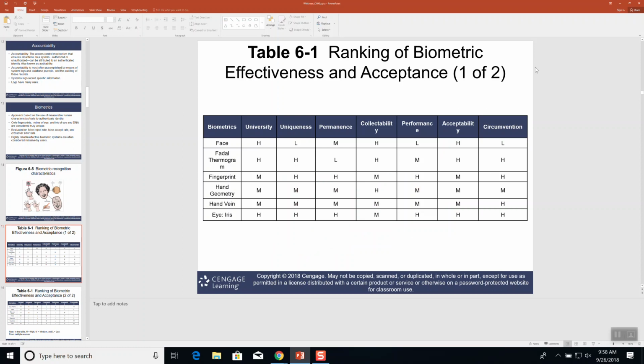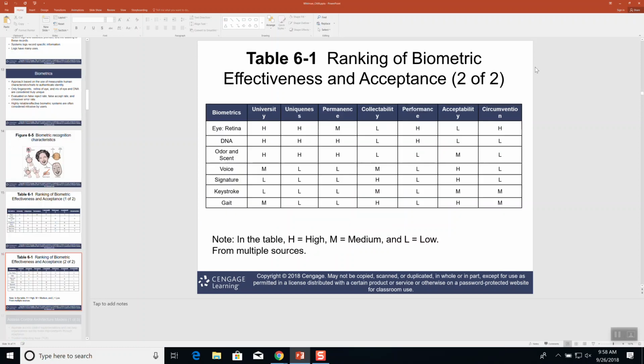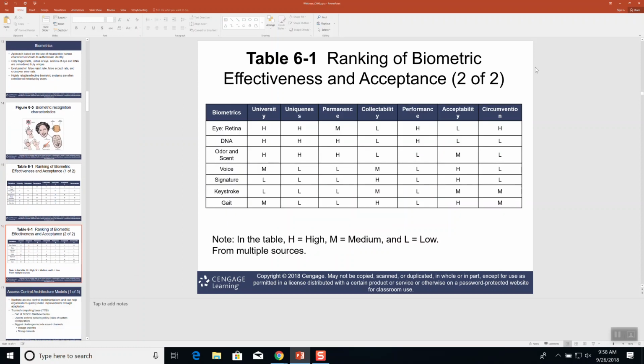Here's our ranking of biometric effectiveness. That's not very exciting. Talks about high, medium, and low. I suppose odor. Yeah, that's David. That's interesting. I don't think I ever heard about the odor one. Do people have different odors? Yeah. No. They have different scents.